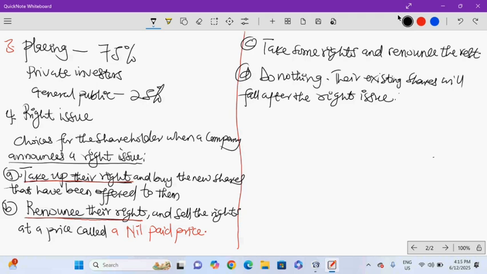All right. Now let's move on to the fifth method, which will be underwriting of new shares.